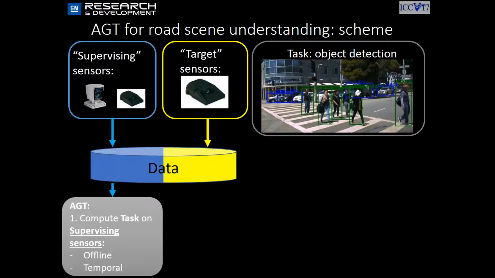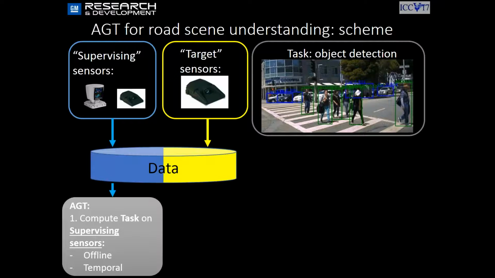we develop algorithms, the automated ground truth algorithm, that compute the task on the supervising sensors. In this case, the task is object detection. So it needs to take the camera input and the LiDAR input and perform object detection. We need to note that there are two main things that make this task easier than the actual perception task. The first is that we can do it offline. So the running time is of less importance than for onboard perception.